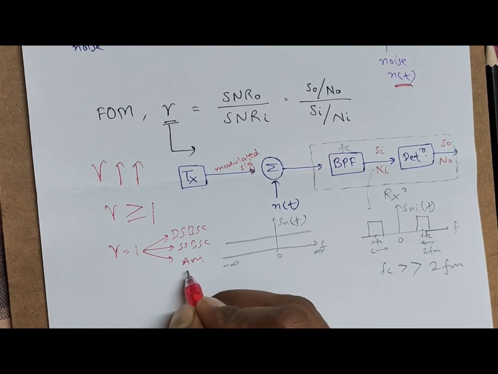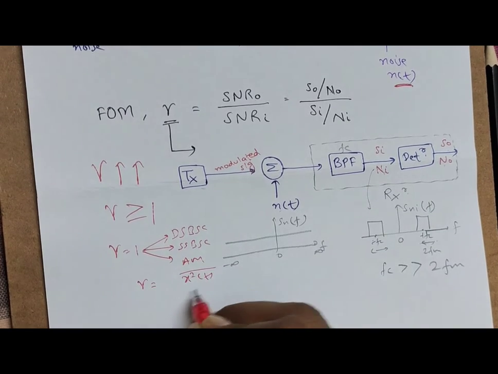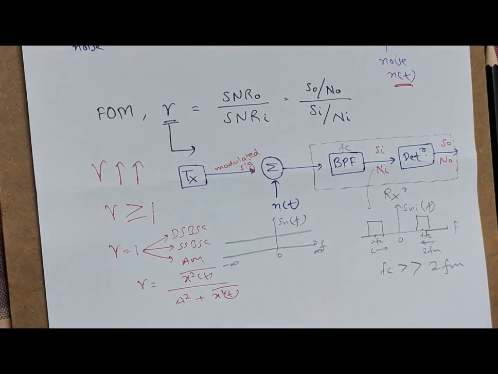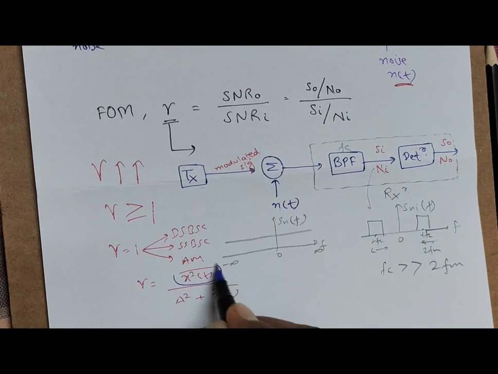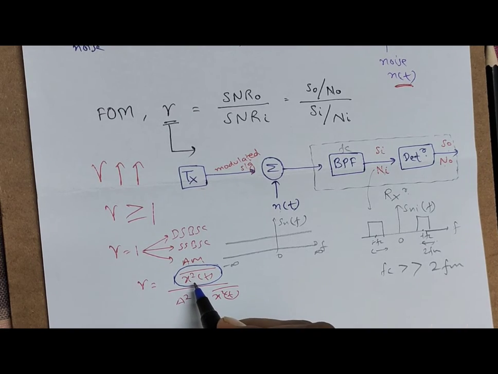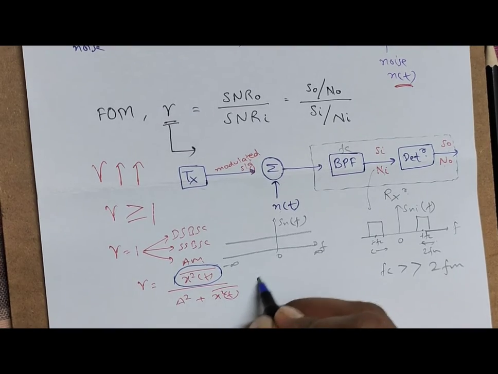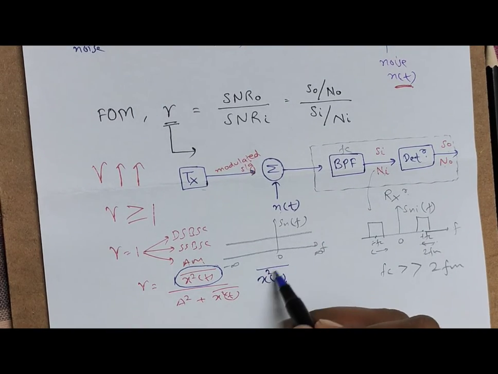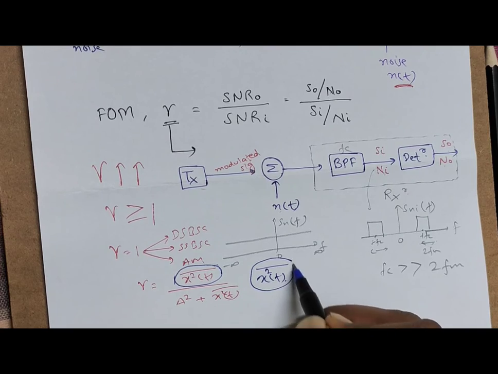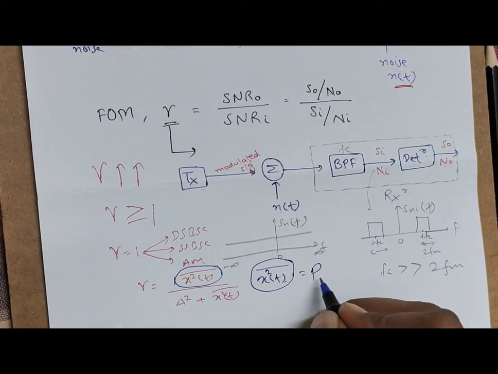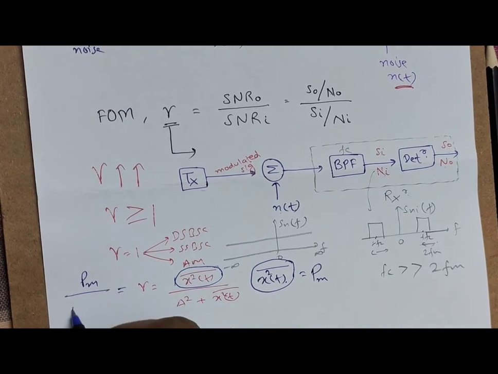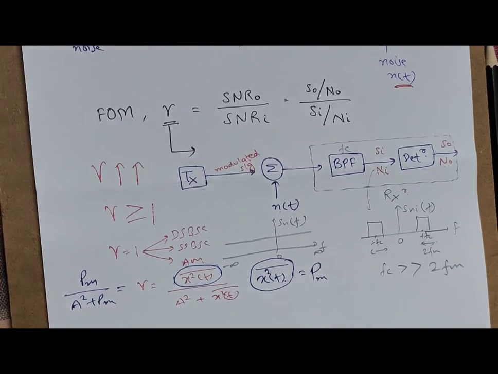Actually, for an AM signal under low noise condition, gamma is given by x square t bar upon A square plus x square t bar. The numerator, x square t bar, is the mean square value of the message. My message is x(t), so x(t) squared average is the mean squared value. Mean squared value of a signal is also called power, so it is the power of the message, PM. So this gamma can be given as PM upon A square plus PM.